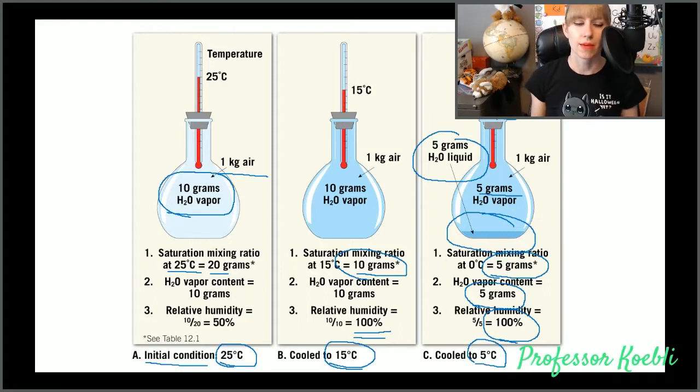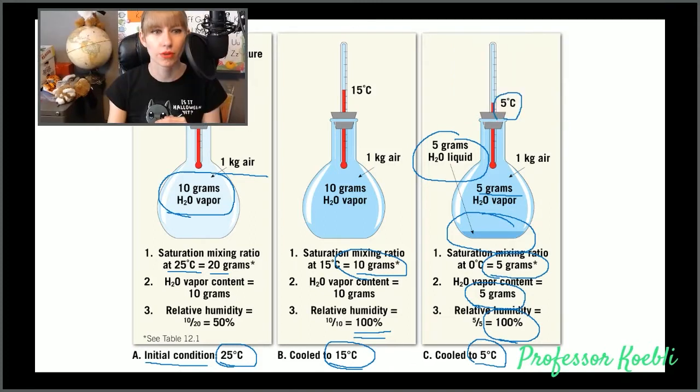Same thing, except now at 15 degrees Celsius, the mixing ratio is 10 grams, meaning the maximum amount of water vapor content you can have, its saturation point, is 10 grams. We have reached 10 grams. Therefore, the relative humidity is 100%. Let's drop it again. Now we're going to drop it to 5 degrees Celsius.